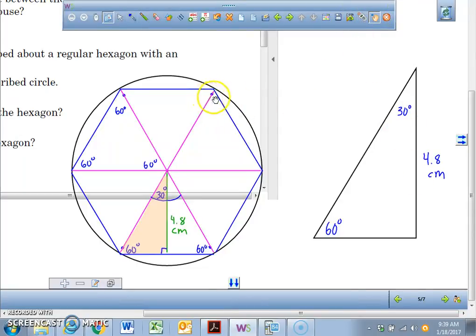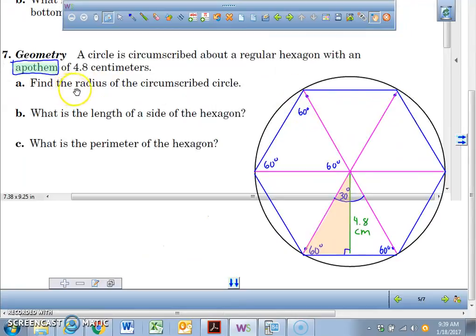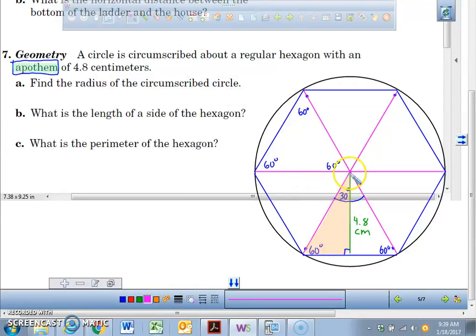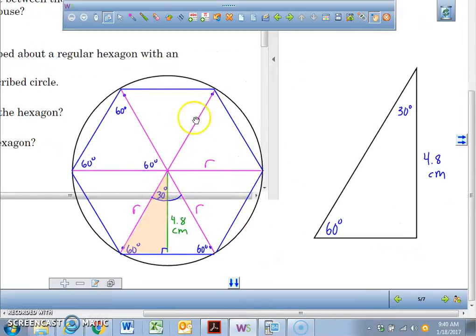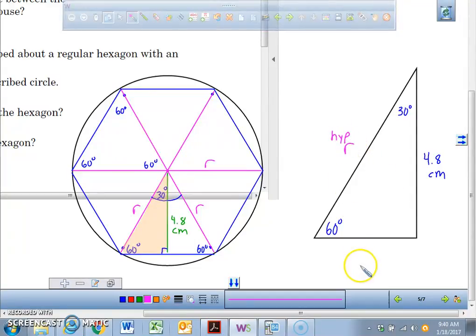The question asks us this. Find the what? Find the radius of the circumscribed circle. Well, let me explain. That radius could be from here to here. That's a radius. From here to here. That's the radius. All the way around. So you could find any one of those sides. We're just using this triangle right here. So the hypotenuse of this orange triangle actually is what? The hypotenuse of the right triangle is the length of the radius that we need to find. So put R and label it the hypotenuse.